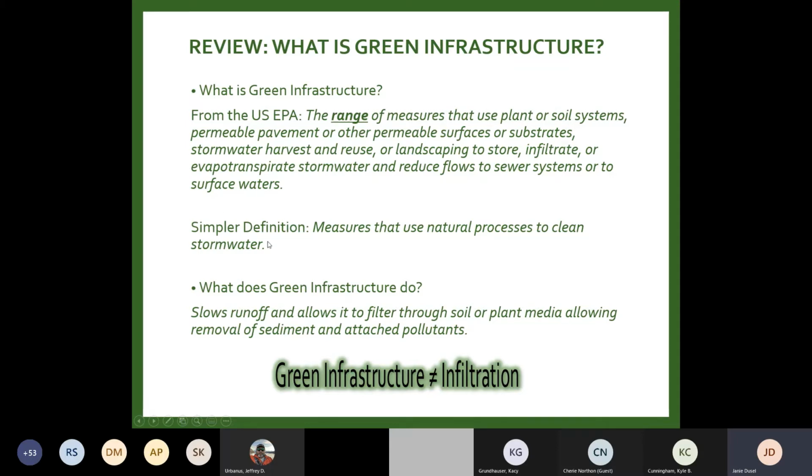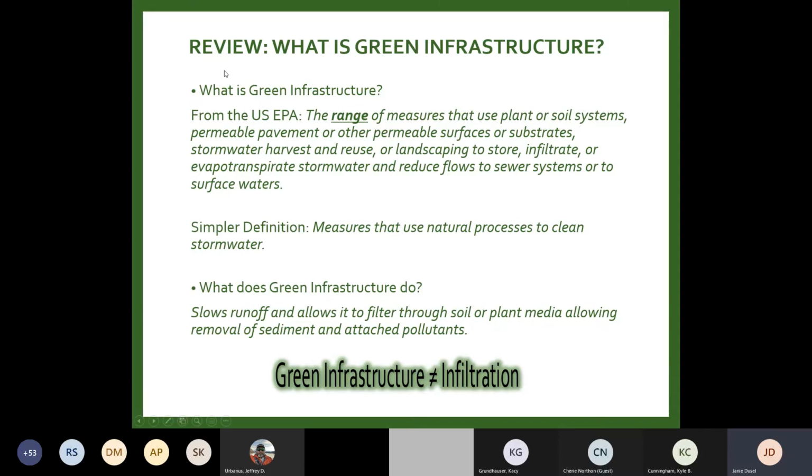A simpler definition that I like to use, just because I think it's easier and a little bit more readily available to get your mind around, is it's just stormwater measures that use natural processes to clean runoff, basically. And by natural processes, I mean basically plants and soil. So what does green infrastructure do? It slows runoff down, allows it to filter through some soil or plant media, and remove sediment and attached pollutants.